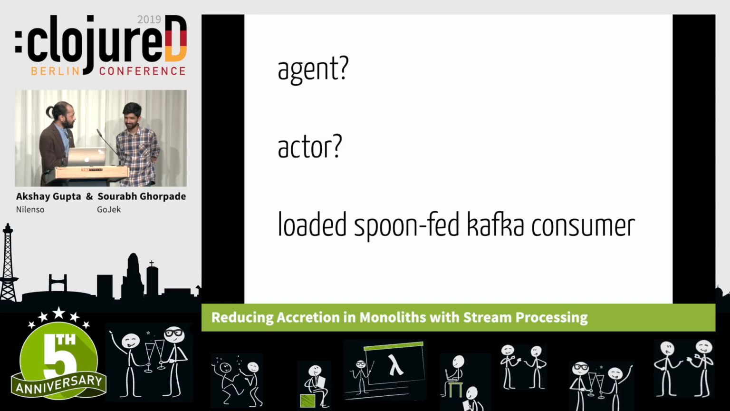Just some clarification on the terms. This is not an agent by the Clojure definition of things. This is clearly not an agent. It is also not an actor, because it doesn't really produce messages yet, and given some of the other considerations and the correct definition of actor, this is not one of those. So what I like to tongue-in-cheek call it is a loaded, spoon-fed Kafka consumer. It just does a lot of things for you.